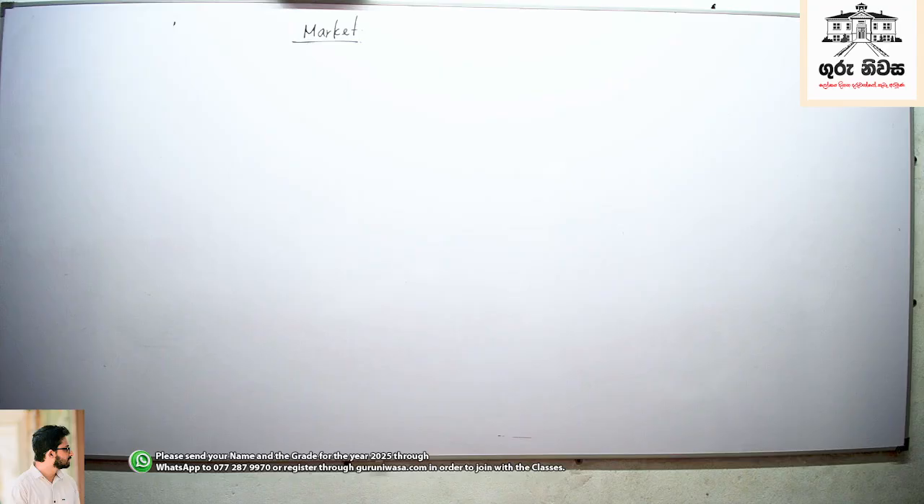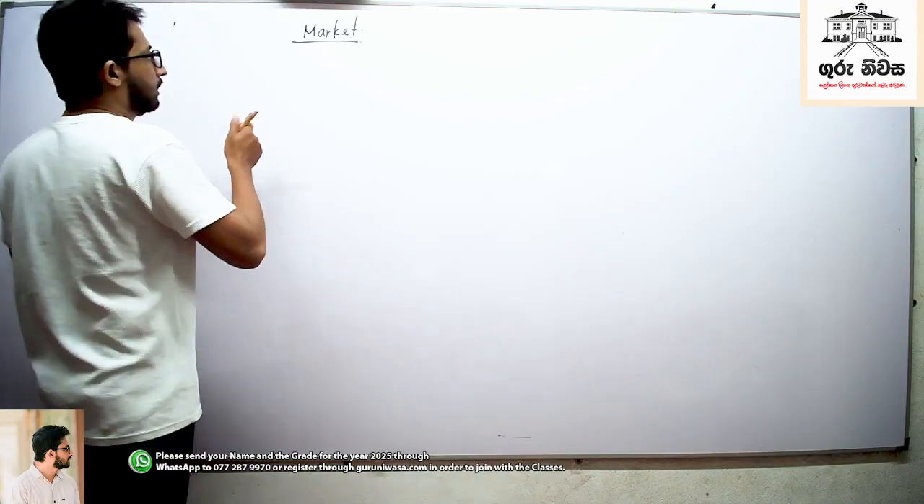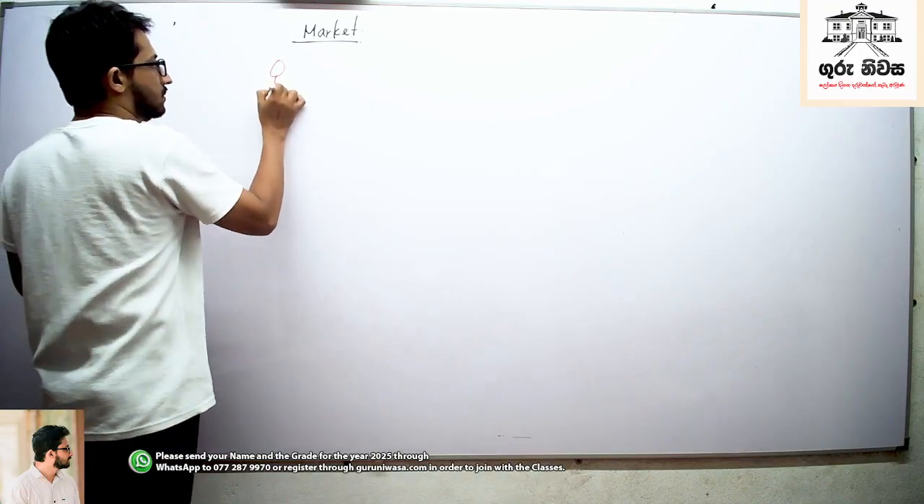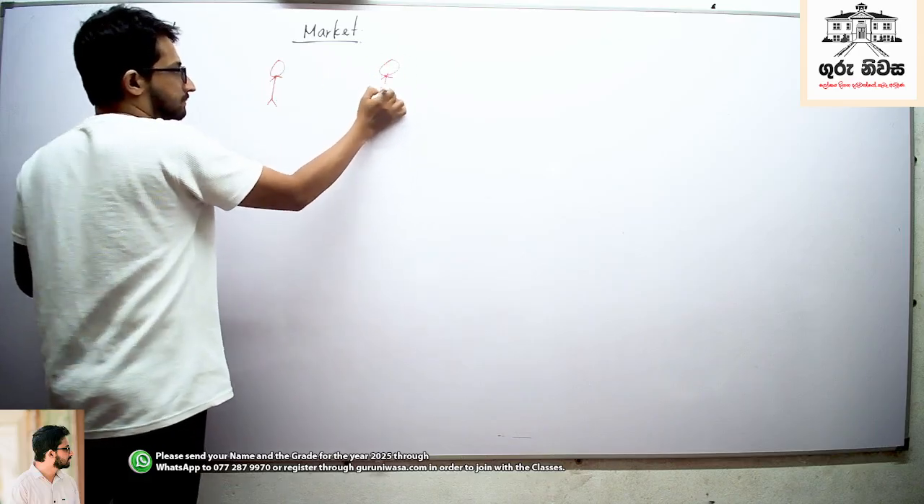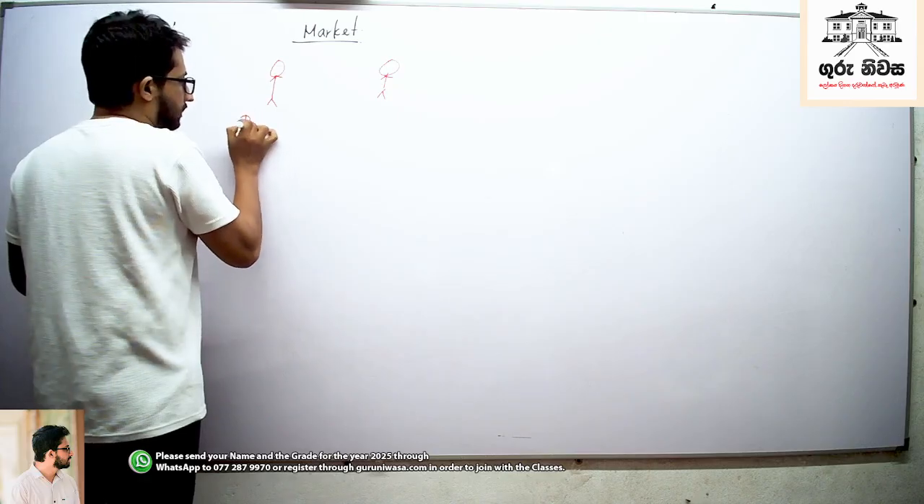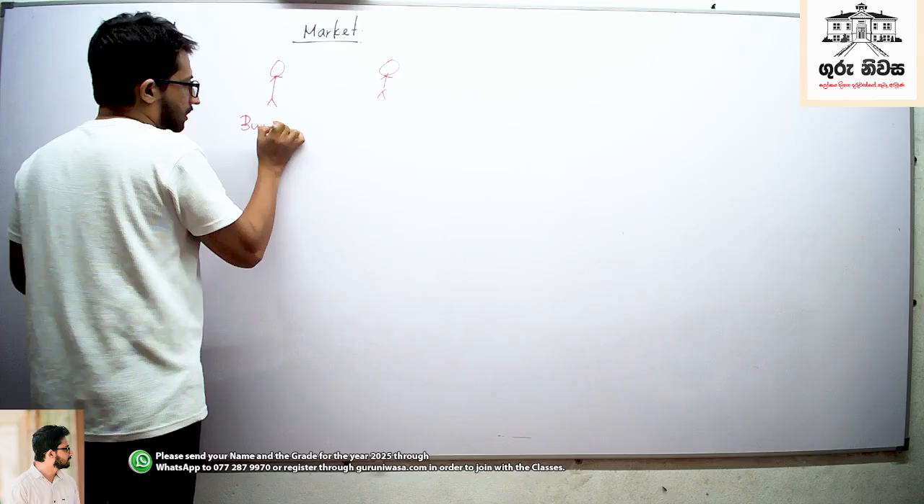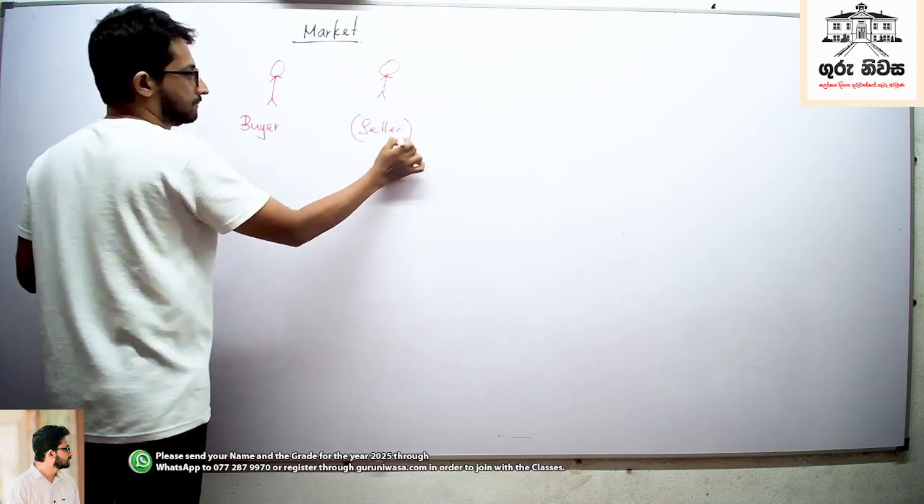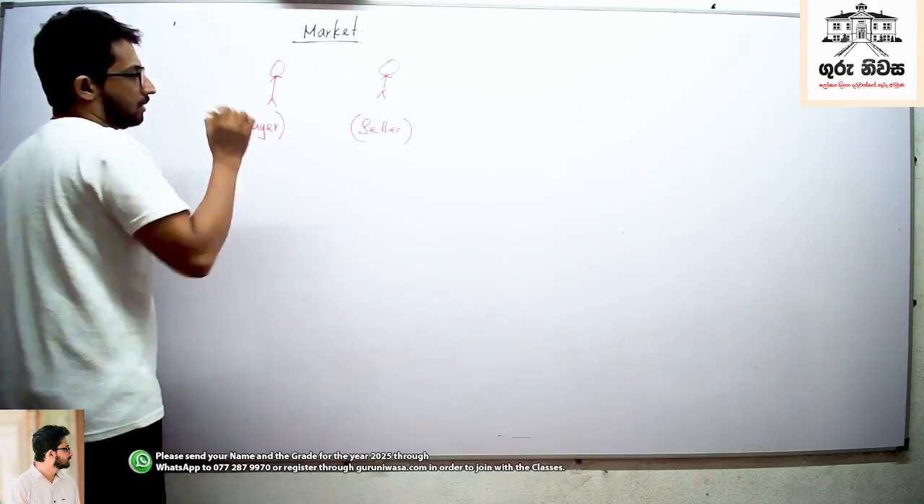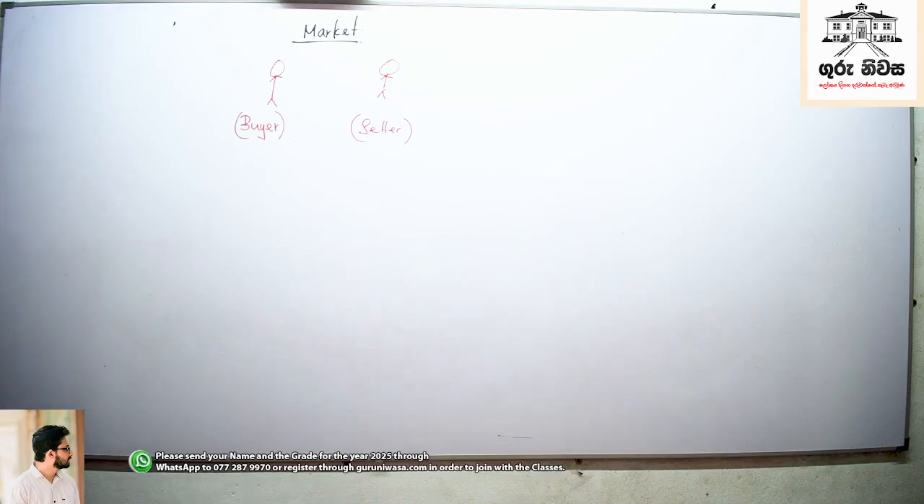Yes, it's a marketplace. In a market, mainly there are two parties. Who are the two parties? Buyer and seller. For example, in Guru Nivasa Institute, you are the buyers. Guru Nivasa is the seller. It's also a market.